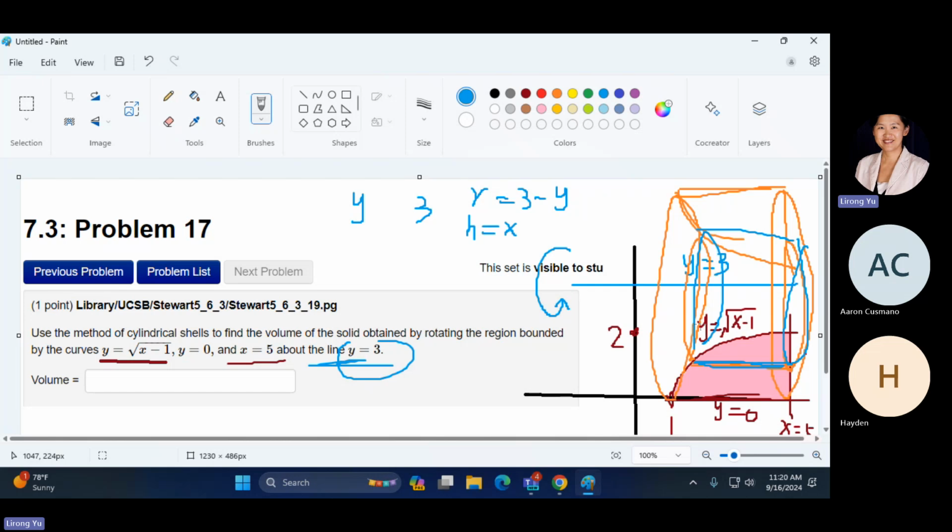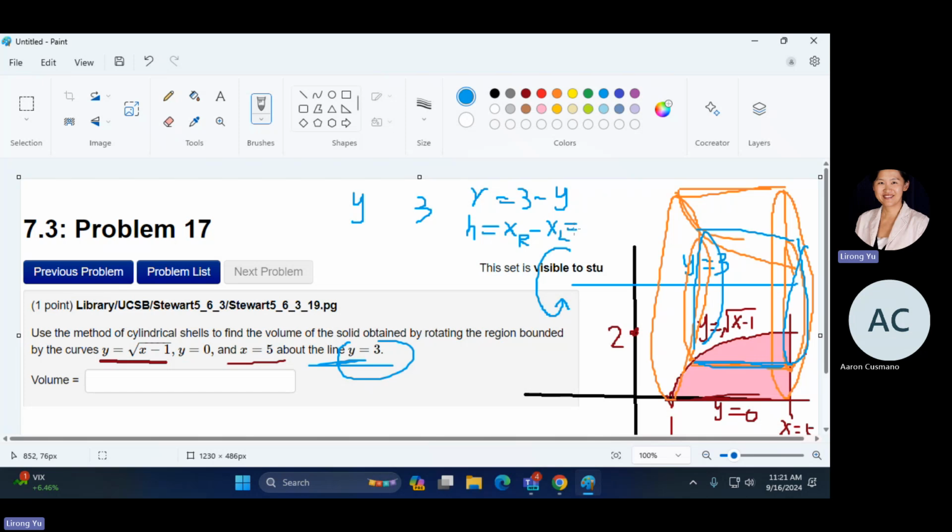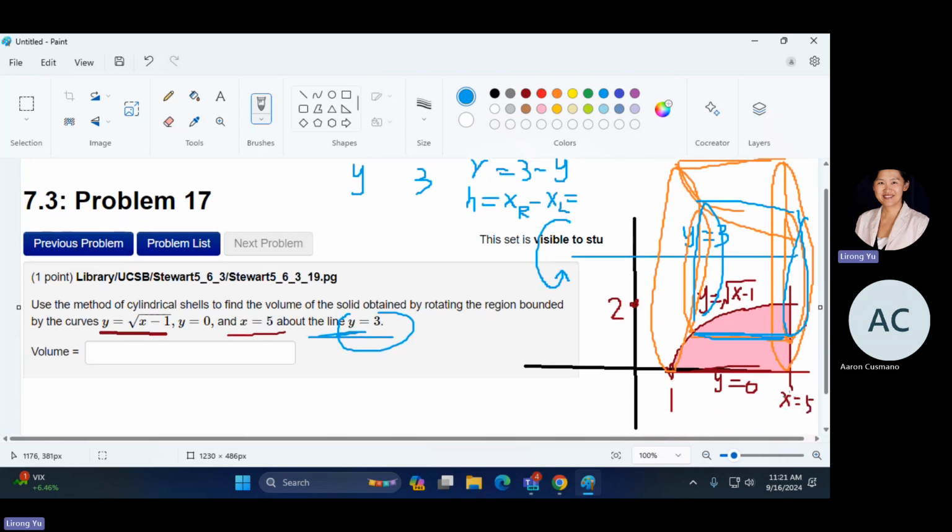So our height is going to be the bigger x value minus the smaller x value. It's going to be the x on the right side, the bigger x value, minus the smaller x value. If you look at that pink shape, that's really how we get the height. The right side is x equal to 5. That was on the far right. So this is x equal to 5, and so that's xr.